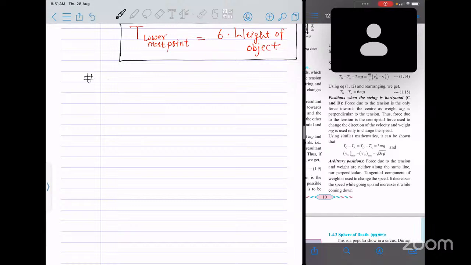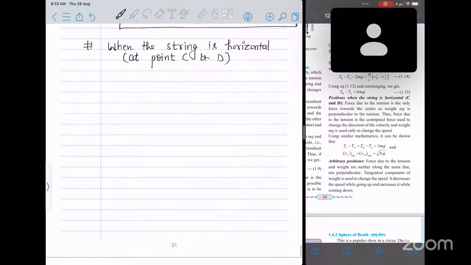Next case, when the string is horizontal, which means at point C and D. Let's discuss point C. This is the circular path.